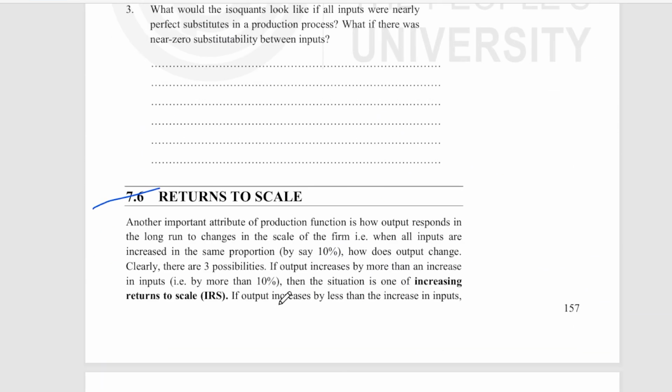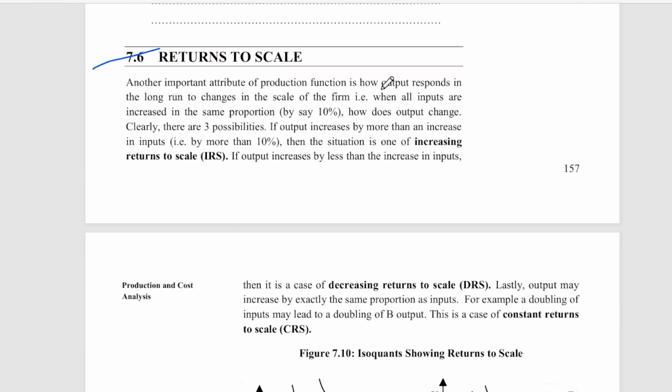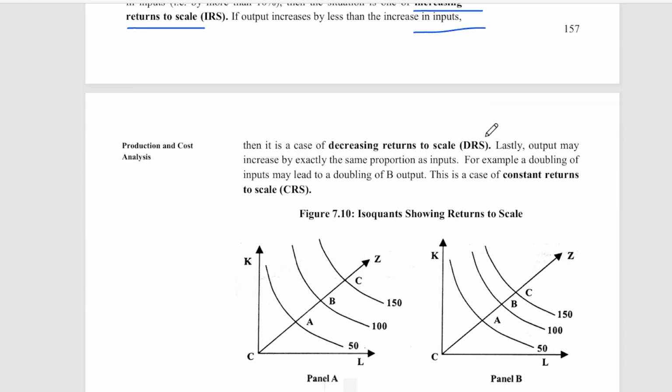And next is returns to scale. What is returns to scale? Another important attribute of the production function is how output responds in the long run to a change in the scale of the firm. When all inputs are increased in the same proportion, how does output change? Clearly, there are three possibilities. If output increases by more than the increase in input, then the situation is one of increasing returns to scale, that is IRS. If output increases by less than the increase in input, then it is the case of decreasing returns to scale, that is DRS. Okay, one is increasing, one is decreasing. And lastly, output may increase by exactly the same proportion as input.